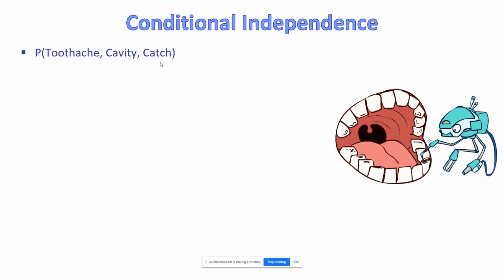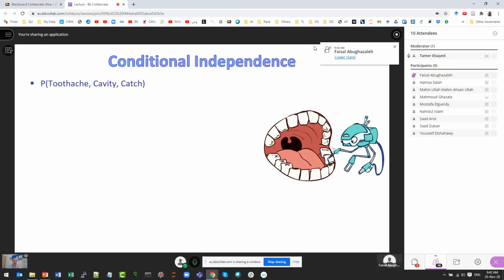Knowing that, will my belief that there will be a catch change? Knowing that I have toothache or not? I mean, the probability of having a catch will depend on having toothache or not, given that I know that there is a cavity? What do you think? Faisal again.